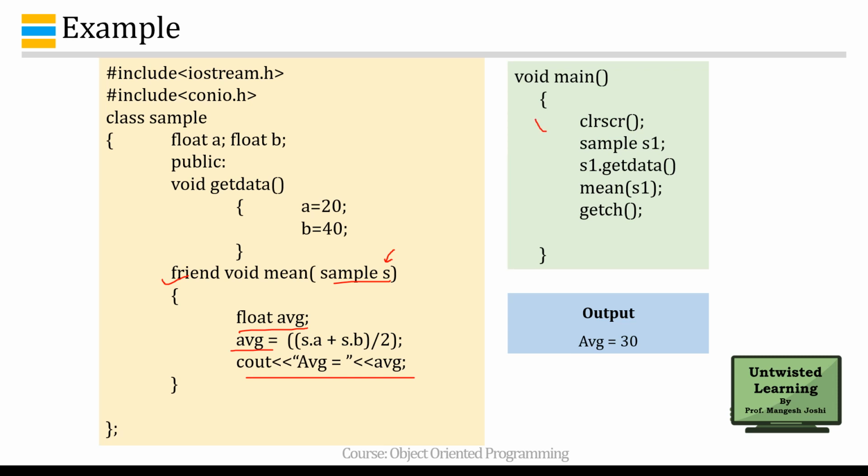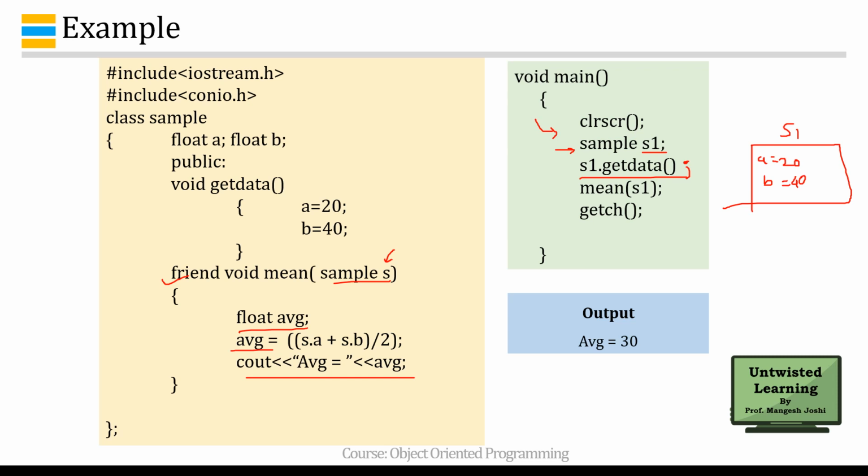It will start with the clear screen function, so everything on the screen will be cleared. Then it will create one object, s1, of class Sample. Since getData is a normal member function, you will call it using the object name, s1.getData. Then this will create the s1 object. Inside the s1 object you will have a equal to 20 and b equal to 40.